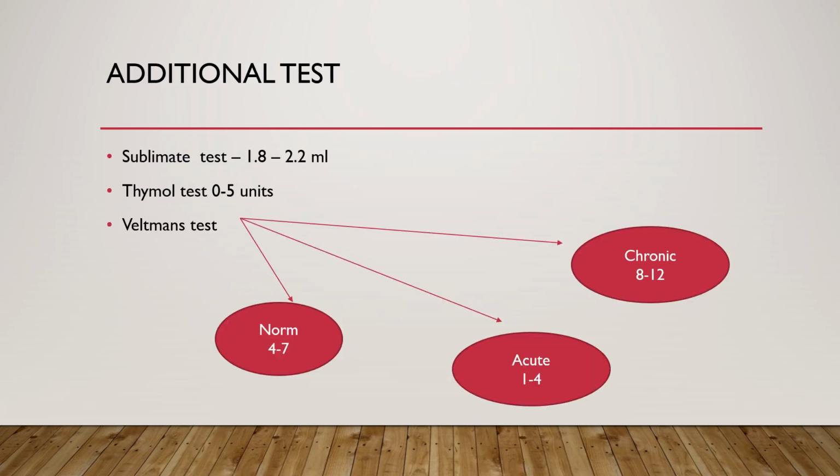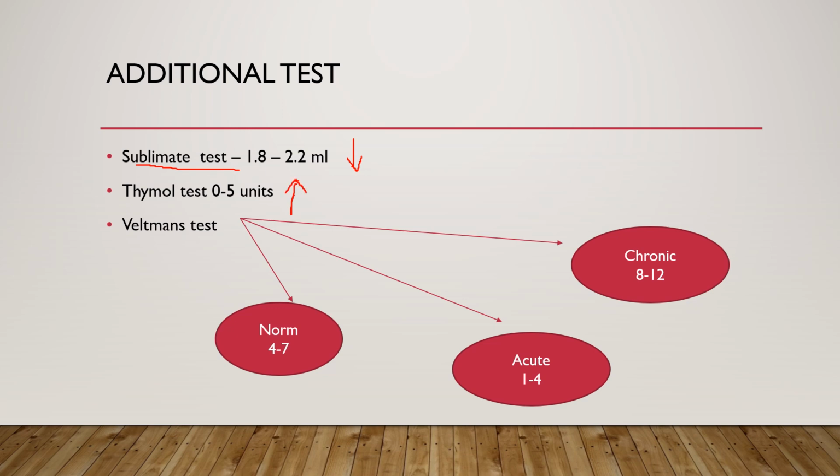On the analysis, you will be able to see the sublimate test information. If it is below the normal level of 1.8 to 2.2 ml, then we can indicate inflammation, because in inflammation the value of the sublimate test decreases instead of increasing. And for the thymol test, if the level is more than 5, then we can say there is inflammation.